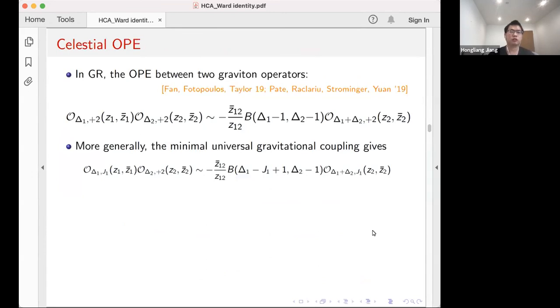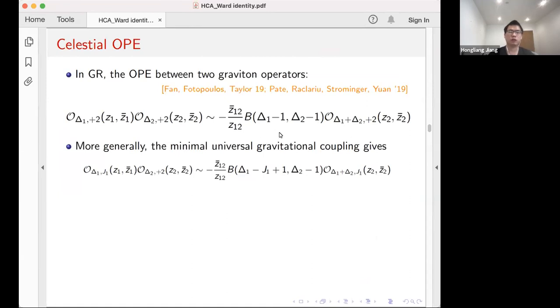And the third ingredient is this celestial OPE. So in gravity, if we consider just a purely gravitational theory, we have this two graviton operator. Then it has this following OPE. We have two gravitons with dimension delta 1 and delta 2. Then on the right-hand side, we have another graviton with dimension delta 1 plus delta 2.